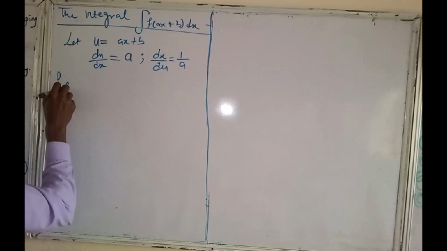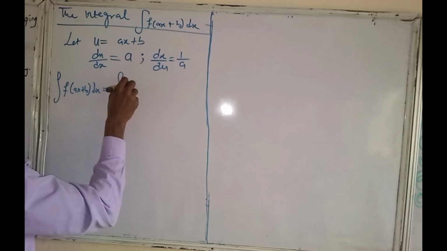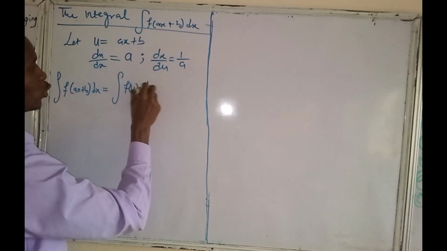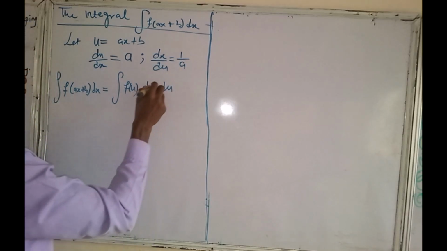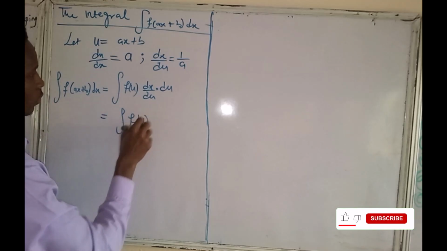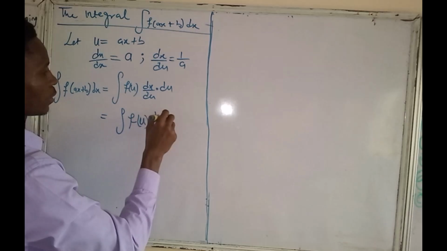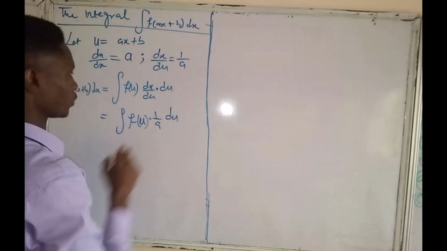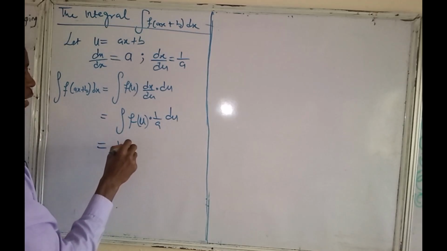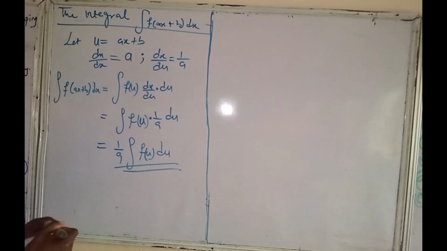So we now say that the integral f of ax plus b dx is equal to the integral of f of u, since we now have the function as u, f of u dx/du du. So this is equal to the integral f of u, and dx/du is the reciprocal of this. So it's going to give us 1 over a du. This dot means multiplication, so we shift this out. This is equal to 1 over a integral f of u du. So this is how we resolve integration of this form.